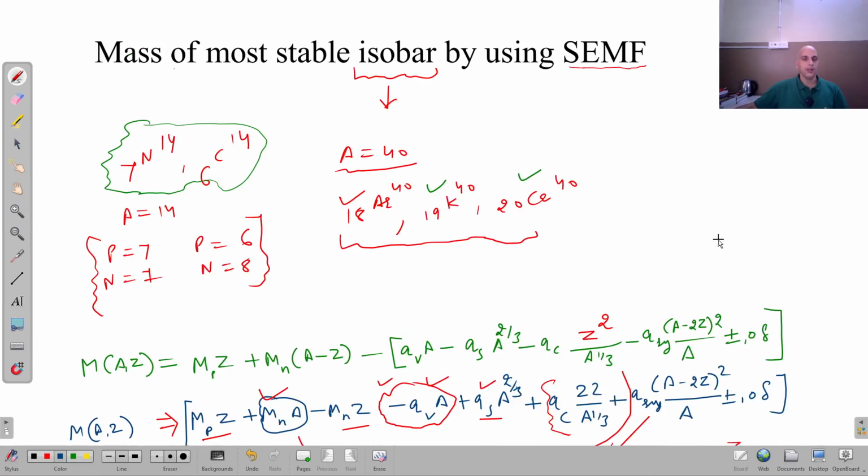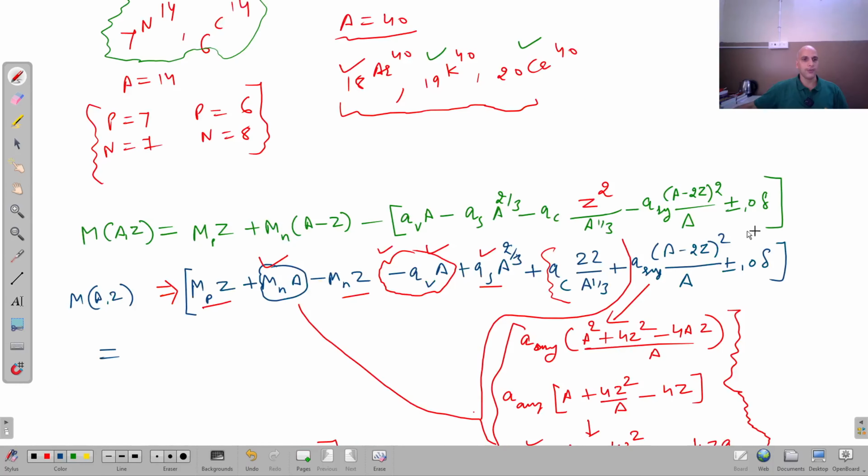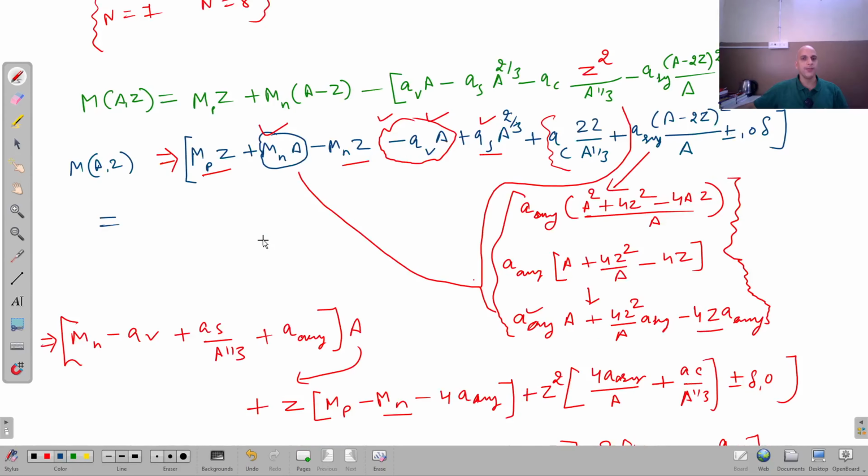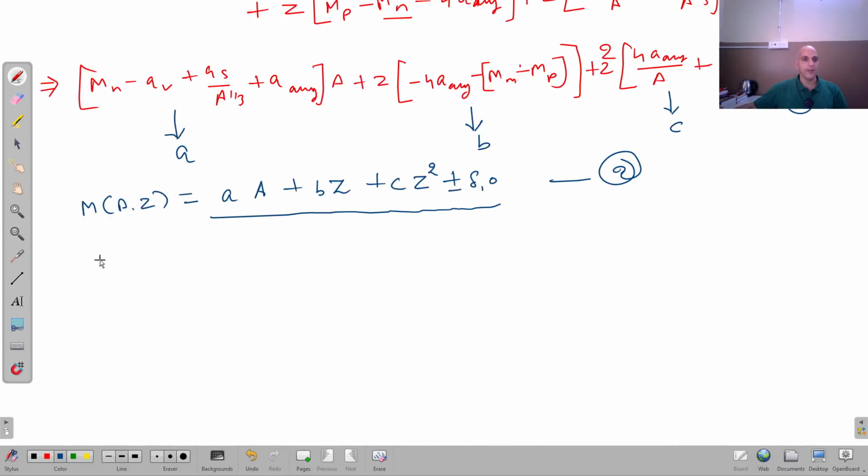Now you know very well I started from this semi-empirical mass formula. Then what I did, I took Z square in place of Z into Z minus 1. Then I expanded the brackets, separated the like terms, and then I arrived at this result. Now this is the equation that tells us about the mass of a nucleus. Now we know very well that this mass depends upon A and Z. So if I want to find the mass of most stable isobar, right? So for the mass of most stable isobar, right?